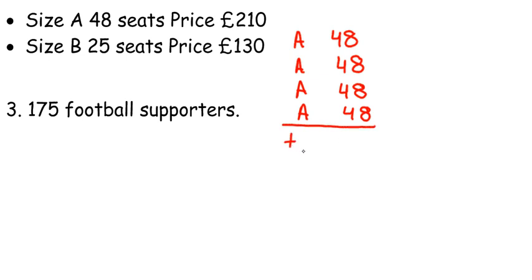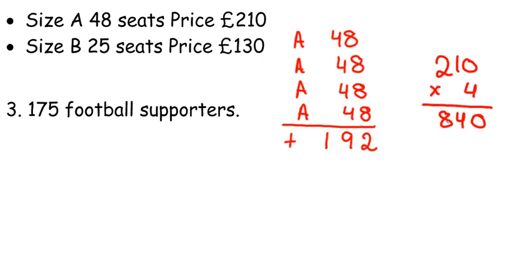And if I add all of them up, or if I use a calculator and do 48 times 4, I know that I'm going to get 192 people. Now that might not be the best way of doing it. We'll just look for a minute. So let's do 210 times 4 to find out what that's going to cost. That is going to cost me £840.